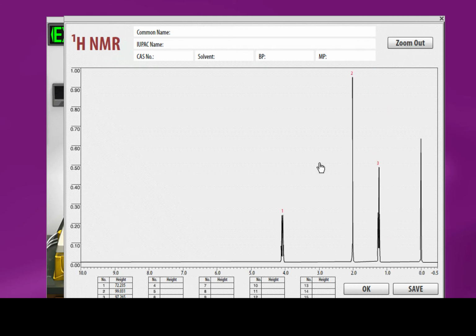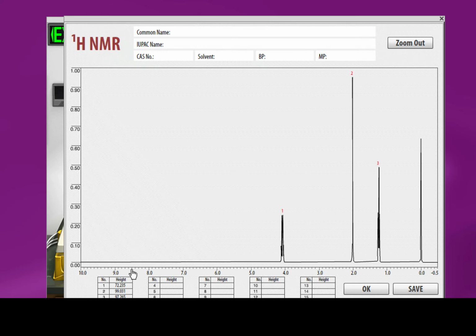Now, one thing you'll notice that can be a little bit confusing is there's numbers over these signals. There's not a number over the one at 0 because that's TMS, an internal standard, but there's numbers over these three peaks. That's really just telling you signal 1, signal 2, signal 3. Those are not integration values.